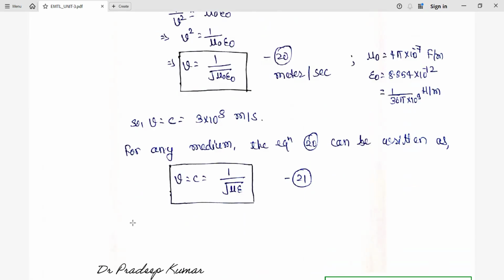What we have considered here is that conductivity is 0, so J equal to 0 since sigma equal to 0, and charge density rho is taken as 0. On the basis of that, we have the wave equation in terms of electric field intensity, in terms of magnetic field intensity, as well as the corresponding flux densities also.